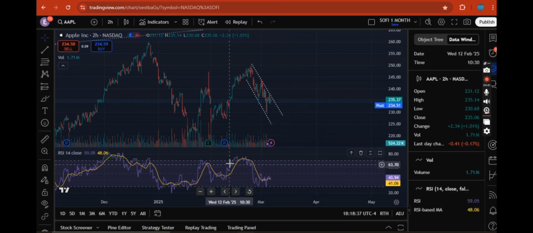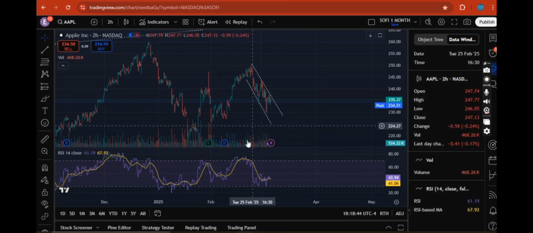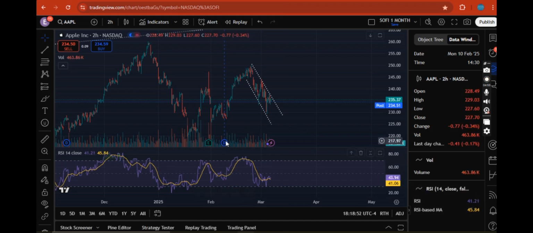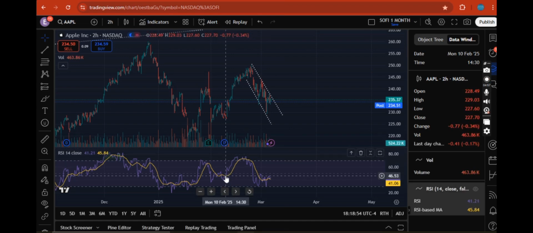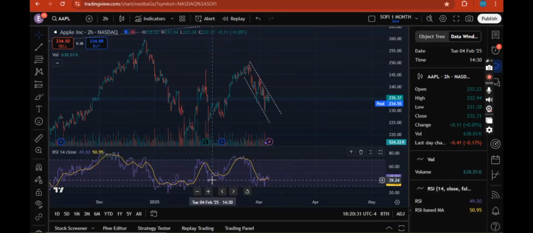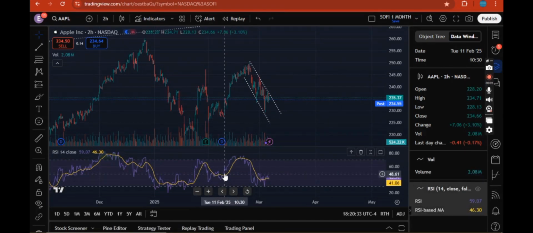Again, look at the RSI. Very consistent with the chart. Now later on we'll get into where something like this happens. The RSI crosses over. When the purple crosses over the yellow, purple crosses over the yellow.